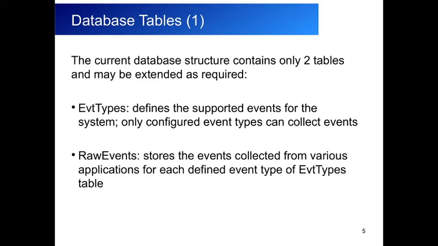Database tables are only two. As I said, the structure is the easiest possible, but we want to keep the requirement that only event types that are registered on the system can be stored and collected. So we define a table of event types, which establishes how many event types can be recorded, and the raw events table stores the history of all events that we collect according to their event type.